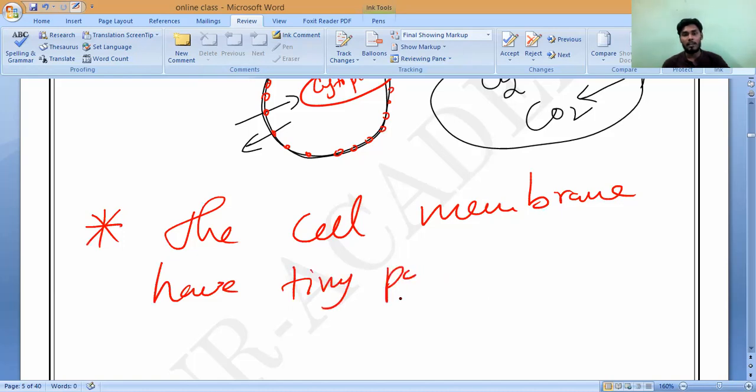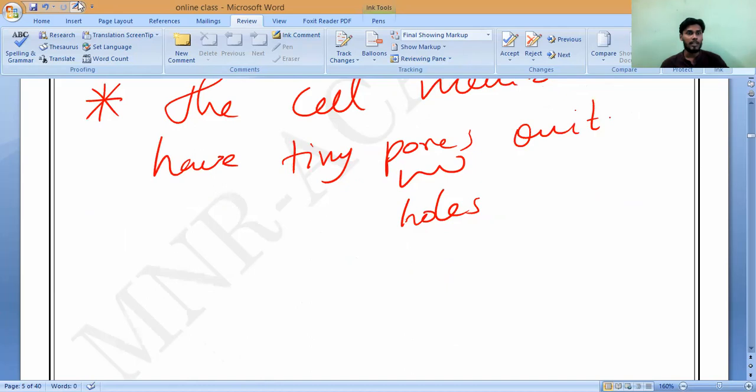Pores means what, Johan? Tiny holes, sir. Understanding? Yes, sir. So through these holes, what will it do, Ra? Because of these tiny pores, it will allow oxygen in and control the movement of substances into the cell and out of the cell. Do you understand, Ra? Please write it. Yes, sir. The cell membrane controls the movement of substances.